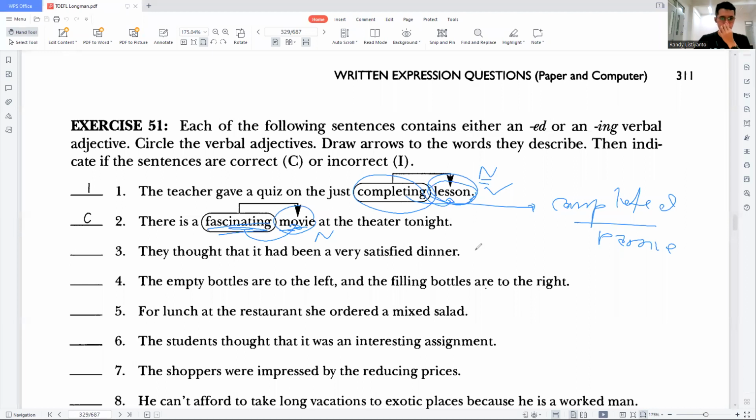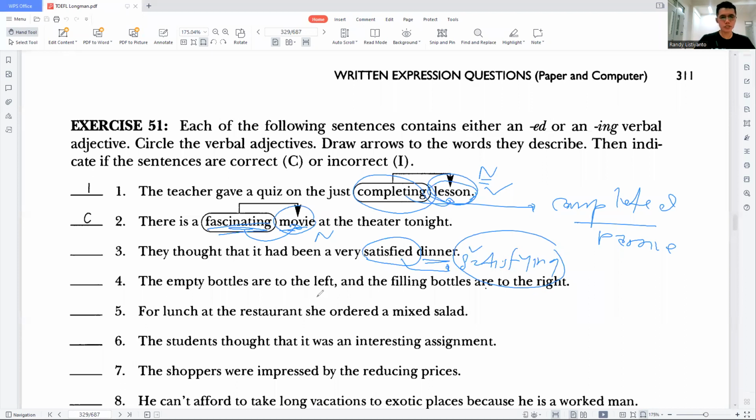Let's try to answer question number 3. They thought it had been a very satisfied dinner. It should be satisfying dinner, a dinner that satisfies people.